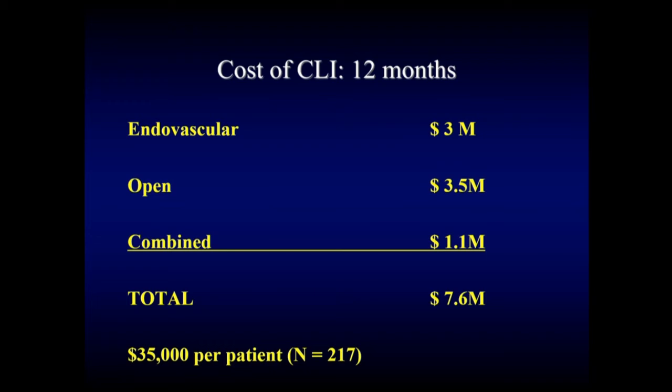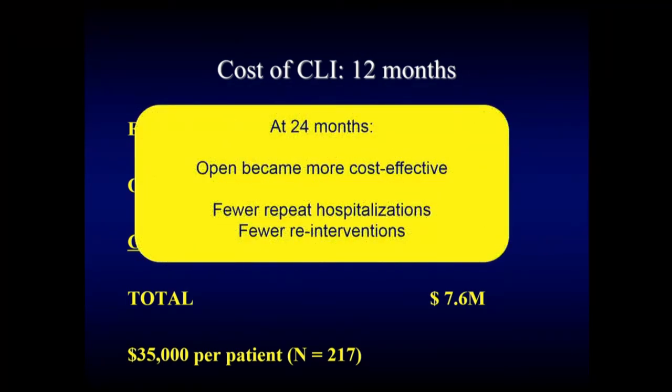Michael Jaff talked yesterday about the enormous cost of readmission for patients with CLI. This is incredible. Imagine if you could go to your hospital administrator and say, if we were able to standardize this, I could save you 10%. It's almost $1 million a year on only 200 patients. What we also found was that at 24 months, open actually became more cost-effective because of fewer repeat hospitalizations and fewer reinterventions. So a good fem-tip bypass with a good vein is a durable bypass with about an 80% 5-year patency.